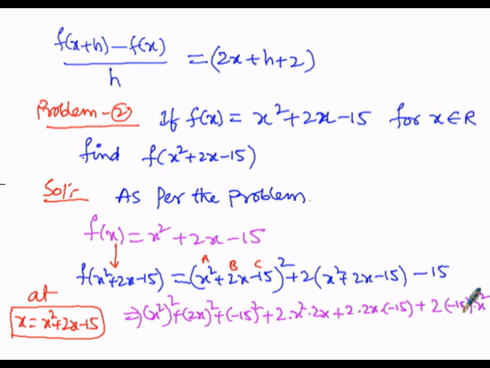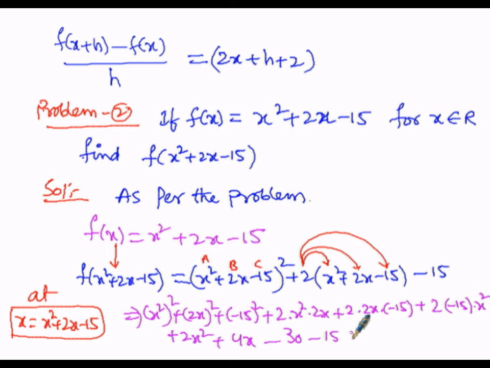Then the remaining terms: in order to multiply the entire bracket with 2, 2 must first be multiplied with x square, then with 2x, then with 15. The next logical step: 2 into x square is plus 2x square, then plus 2 into 2x is 4x, then plus into minus is minus, 2 15s are 30, then minus 15 must be written as it is.